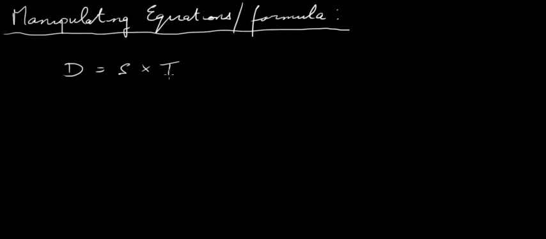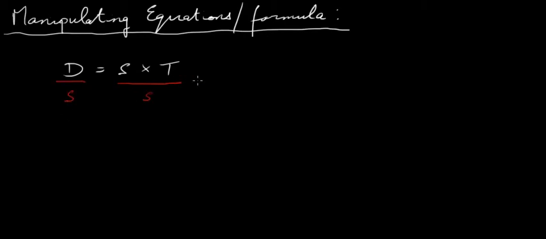So all we got to do is get time on its own here. So we want t equals something with distance and speed on the left hand side. So you got to get rid of this part here. What you got to ask yourself is, what is the s doing to the t? Well, the s is multiplied by the t. So what we will do then is do the opposite to multiplying. What we're going to do is divide. So we're going to divide both sides here by s.